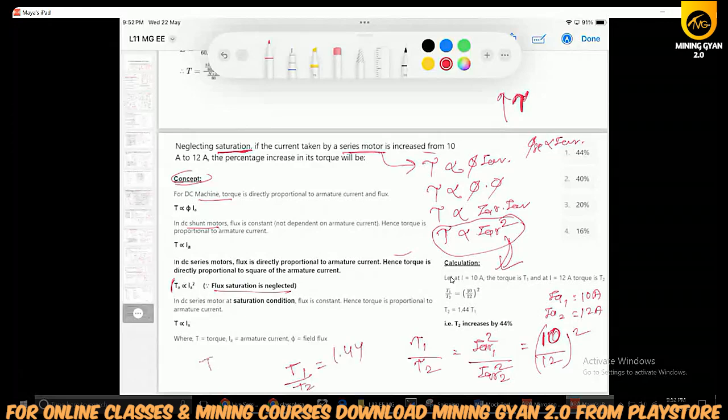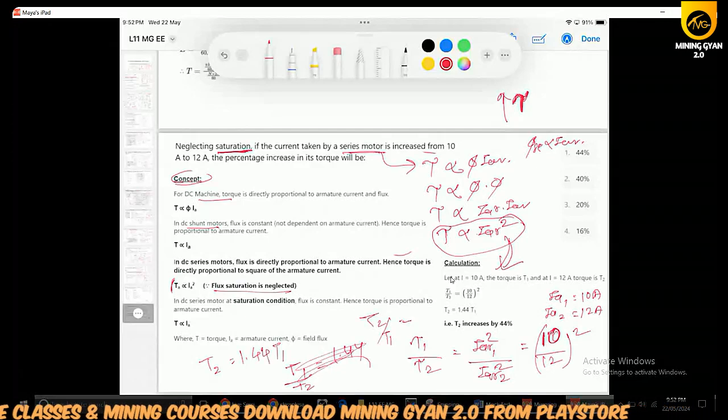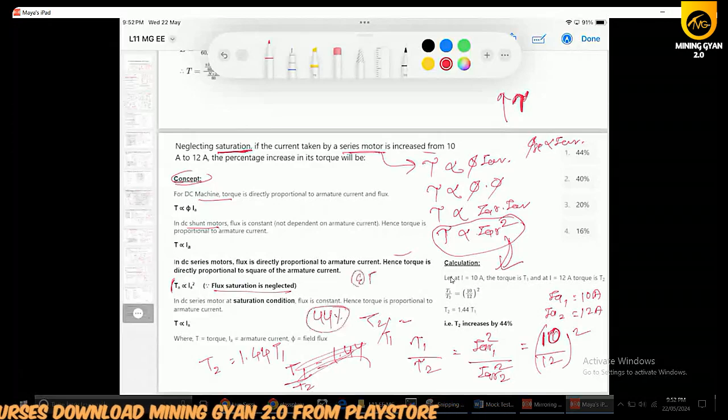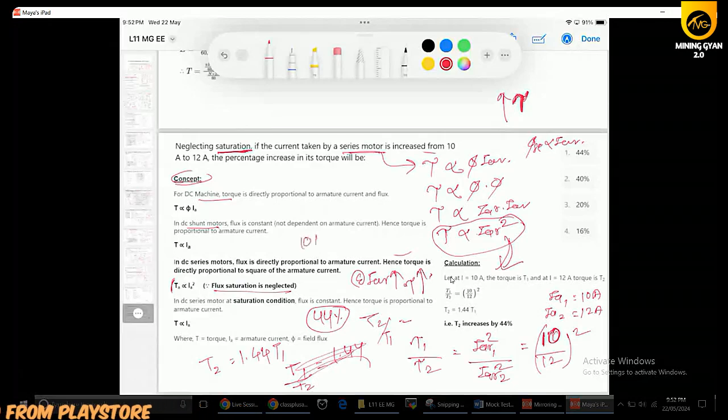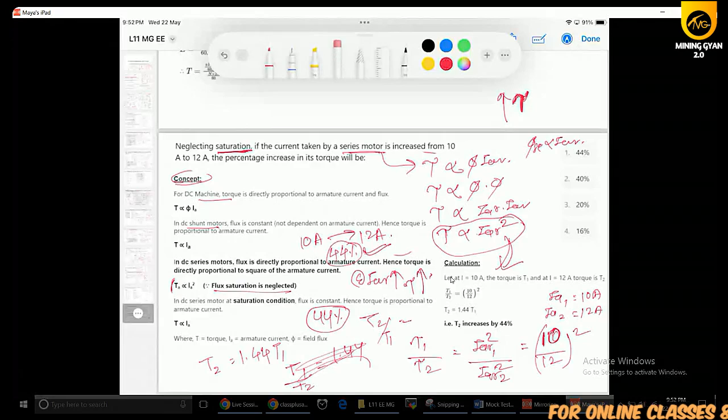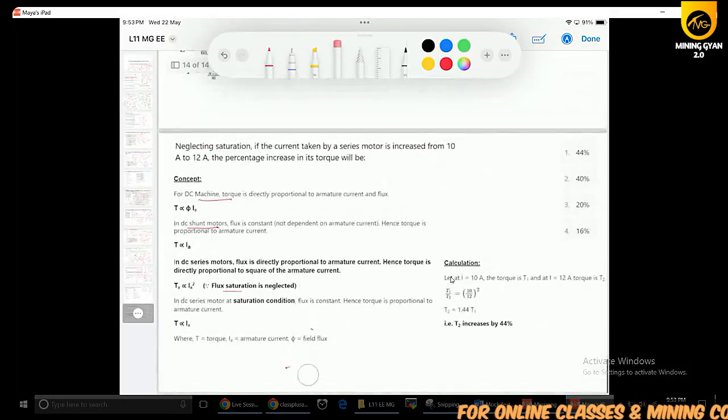1.44. Then T2 will be how much? Sorry, T2 by T1 will be 1.44. Then T2 will be 1.44 T1. Meaning it has increased by 44%. When armature current is increased, then obviously torque will also increase, and when the current is increased from 10 amperes to 12 amperes, the torque will increase by 44% from its initial value. That is the concept.